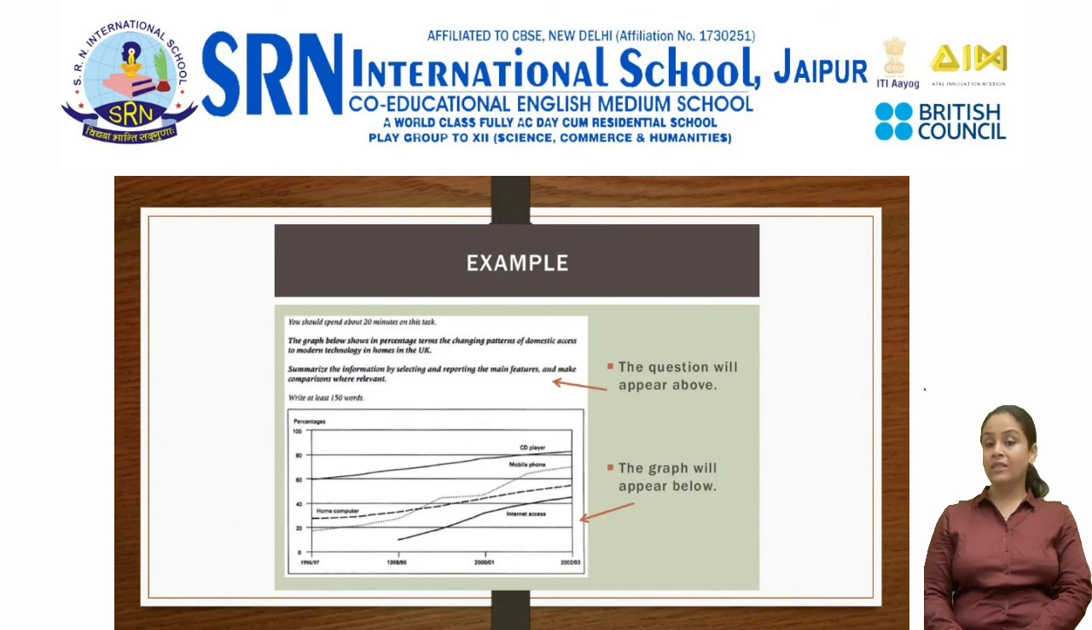Now here are some more examples of line graphs. This could be one of your questions. You have straight lines, curved lines, and frequency lines.